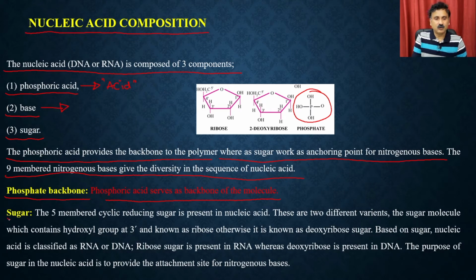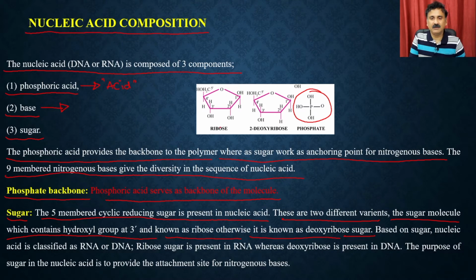And then we have the sugar. We have the 5-membered cyclic reducing sugar present in the nucleic acid. There are two different variants: the ribose sugar, or otherwise the deoxyribose. So you can have two different types of sugars, the ribose sugar or the deoxyribose sugar.